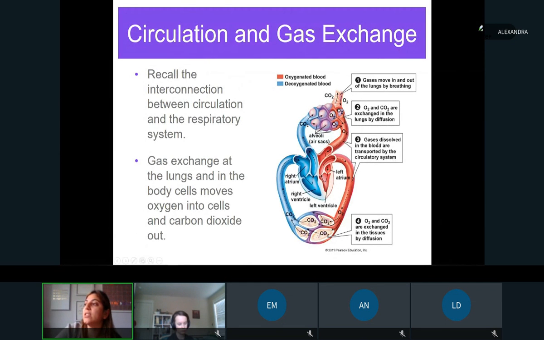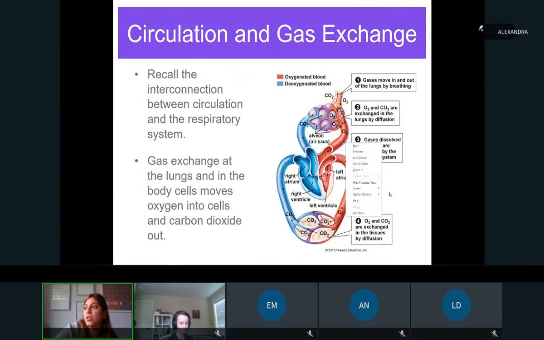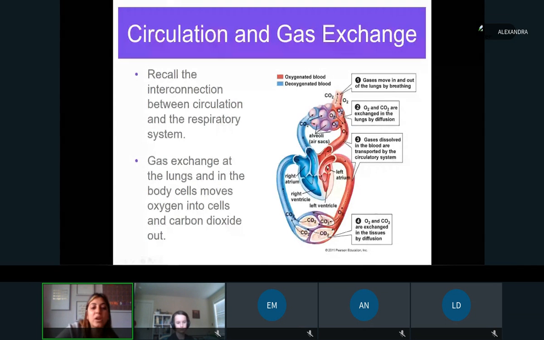And then gases dissolved in the blood are transported by the circulatory system. So that's when we have the deoxygenated blood from your right atrium and the right ventricle of your heart go through the lungs, and then they come back into your heart, and then they go through this system and get pumped out to the rest of your body. So this heart works perfectly aligned with our lungs.